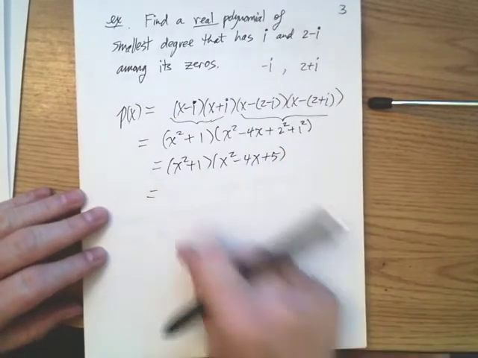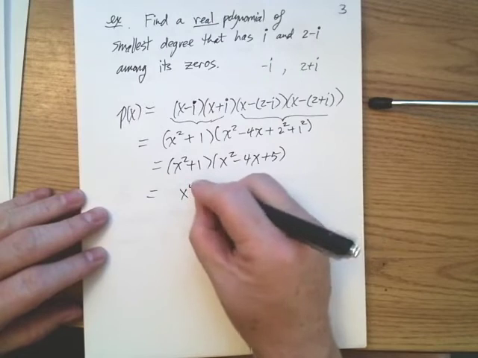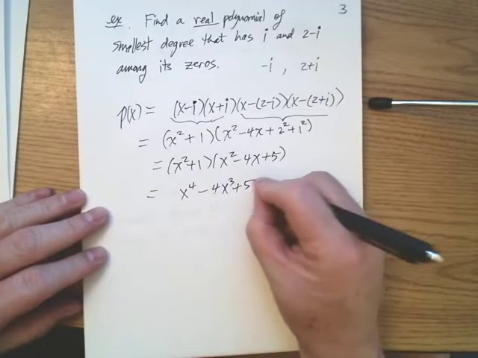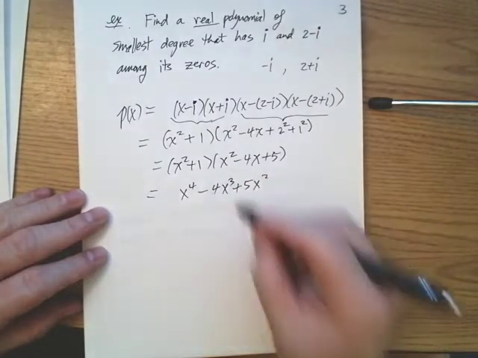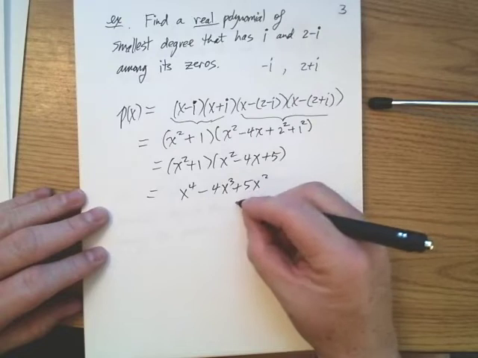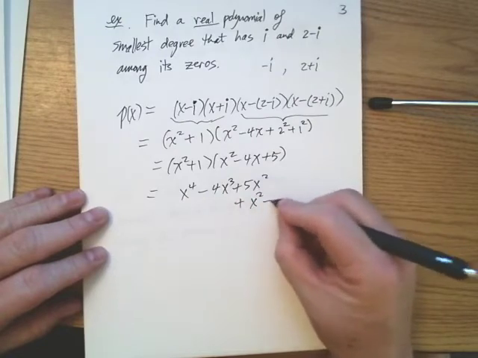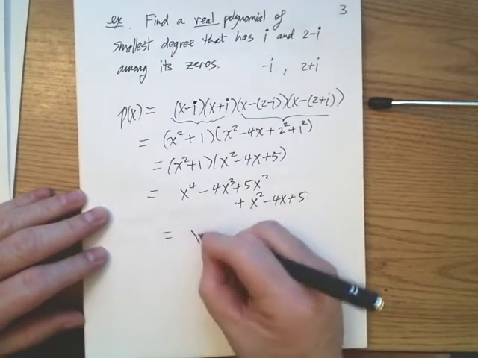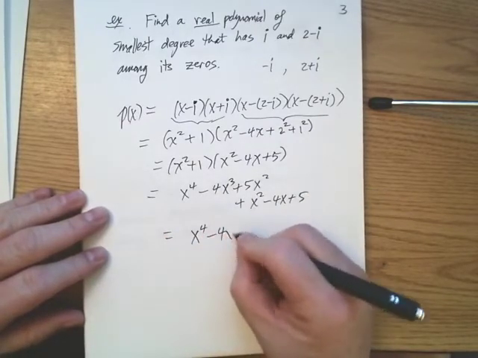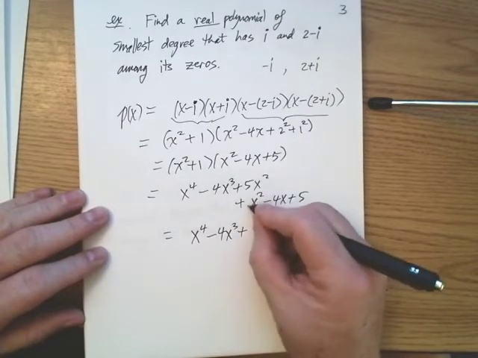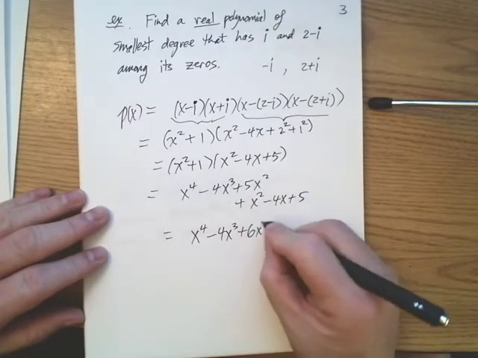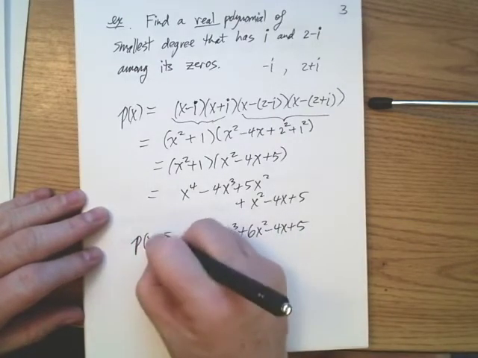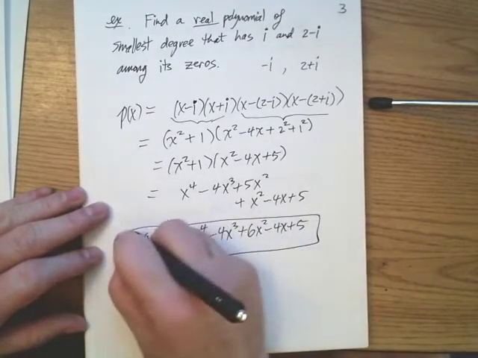Okay, let's multiply this out. We would get what? X to the 4th minus 4x cubed plus 5x squared. Okay, then when I multiply with the 1, I would get what? Another x squared, and then minus 4x plus 5. Okay, my stacking method didn't particularly make this helpful in this particular case. Don't forget there's a 1 in front of the x squared, so that gives 6x squared minus 4x plus 5. Let's call that p of x here, and let's box in our final answer.